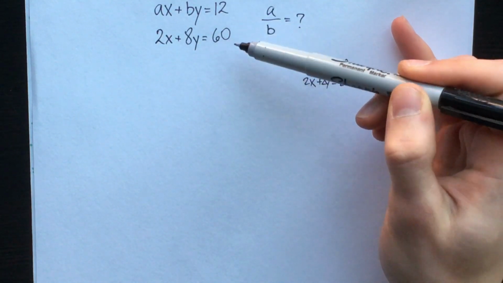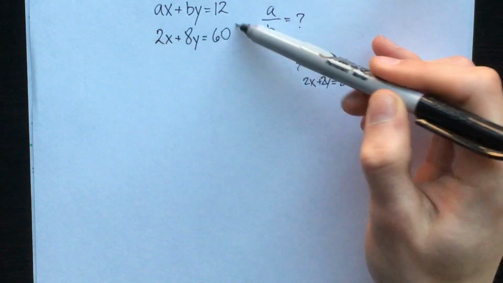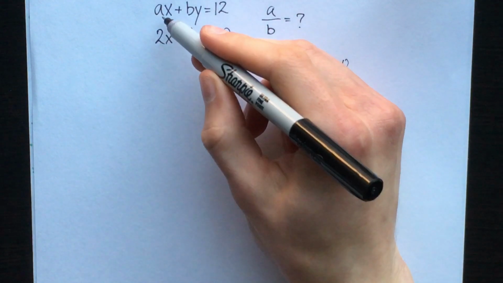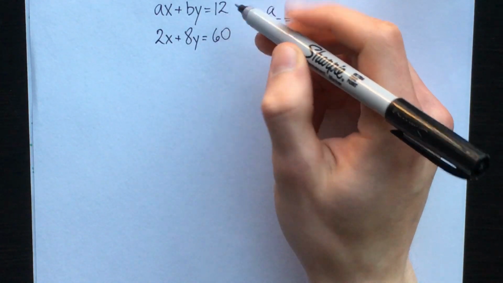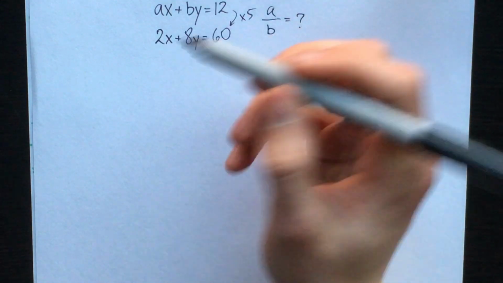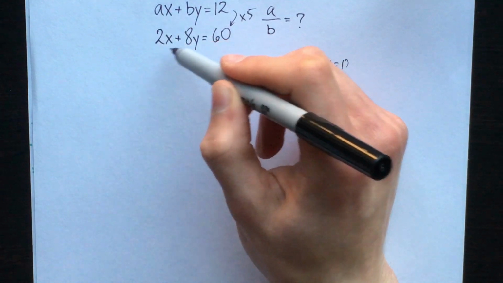Why am I saying it that way? Well, look, I see that this number is bigger than this one, so I know that this equation is some kind of multiple of this one. So what is the multiple? Well, we don't know A, we don't know B, but we see that it equals 12. To get from 12 to 60, you need to multiply it by 5, right? So this equation had to have been multiplied by 5 to get here.